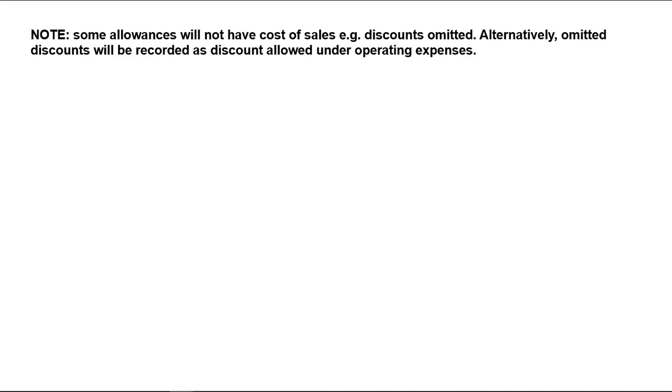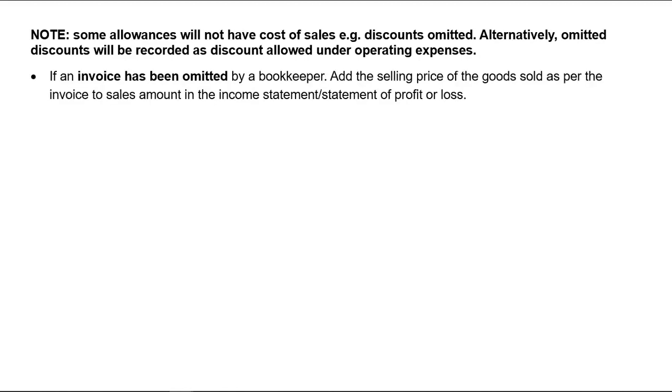Now, here's another thing, guys, that people confuse with debtors allowances. When a credit sales invoice has been omitted, know that a credit sales invoice is issued to a customer when the customer purchases goods on credit from us. So when the customer purchases goods on credit from us, that is not a debtors allowance. That is an actual sale that needs to be recorded in the debtors journal.